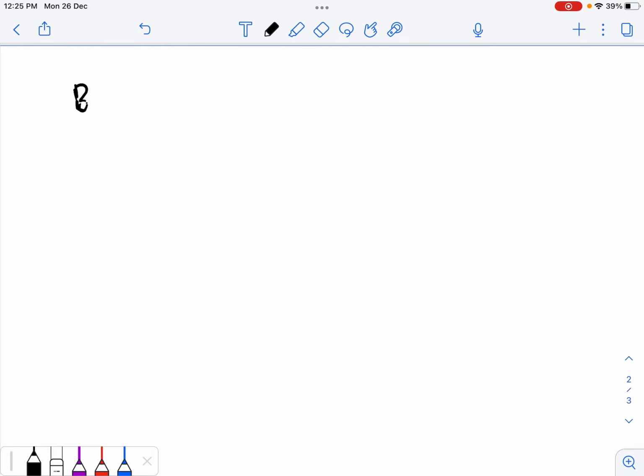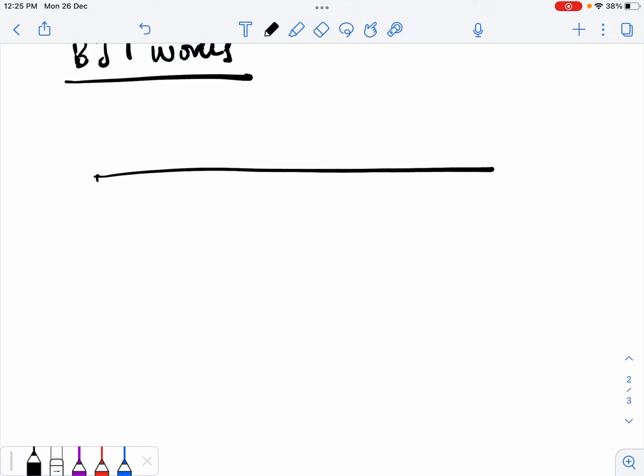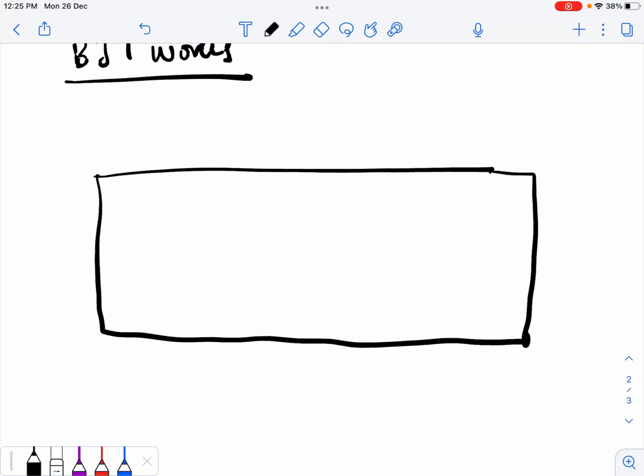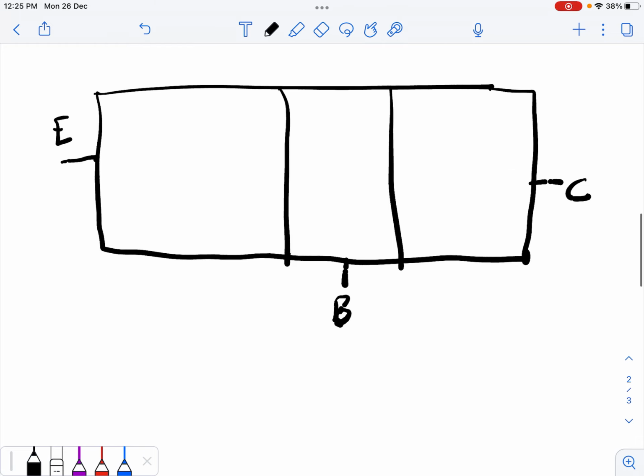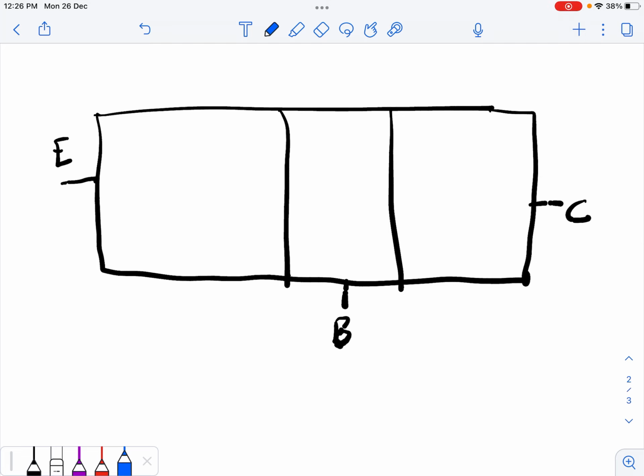So now, how a BJT works. We know the BJT has three terminals, which are the emitter, the base, and the collector. Let's say this is an NPN BJT. So this over here is like a PN junction back to back like this, right?